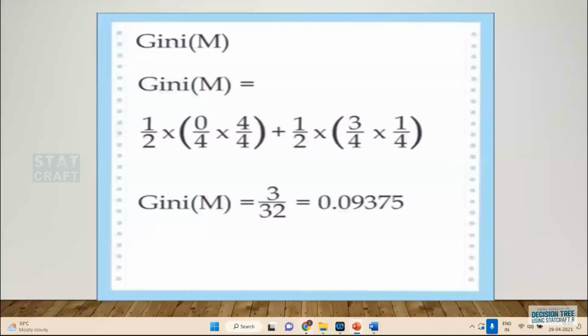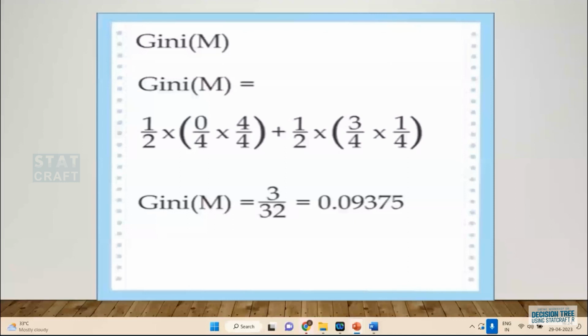Anybody requires repetition? Be frank enough. Do you require repetition or have you understood it? Have you understood this part? There is a little lag. Okay. Anybody requires repetition for this Gini? Okay, I'll repeat it.